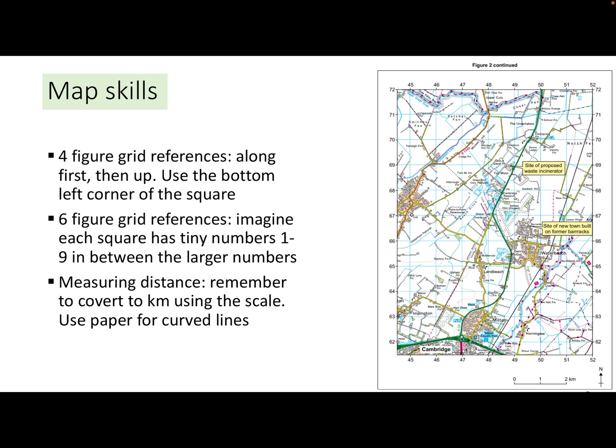Remember, for 6-figure grid references, you're imagining that each square on the map has little numbers 1 to 9 along it and 1 to 9 up it. You give the 4-figure grid reference, but after you give the number on the bottom, you add one of those digits between 1 and 9. So you might say 4, 5, 1 or 4, 5, 5, and then you go up and it might be 6, 2, 1 or 6, 2, 6. You're just adding a little number between 1 and 9 after the 2 parts of the 4-figure grid reference.